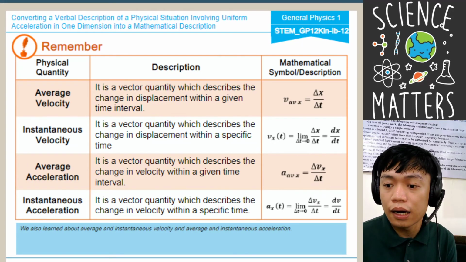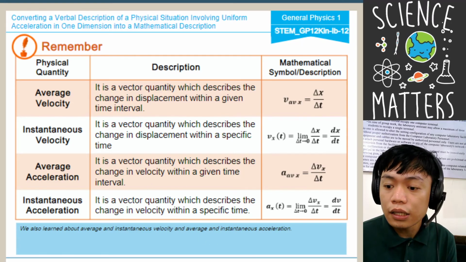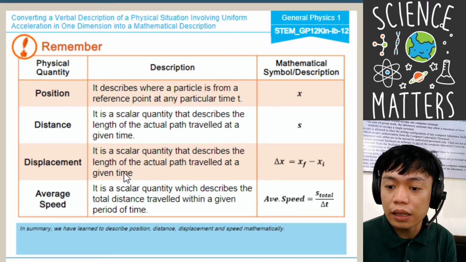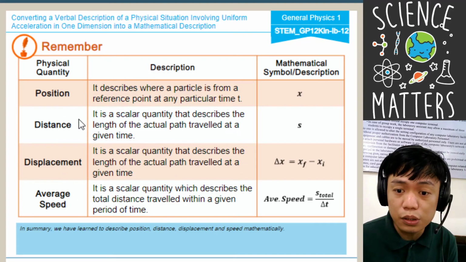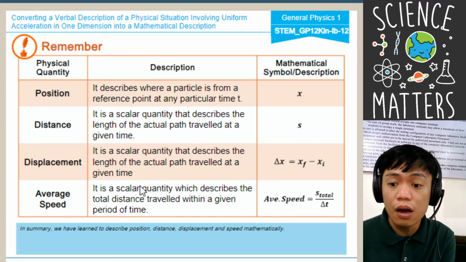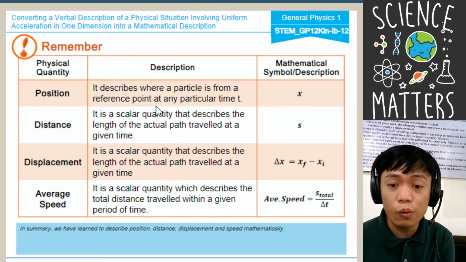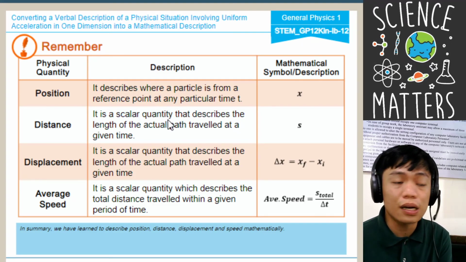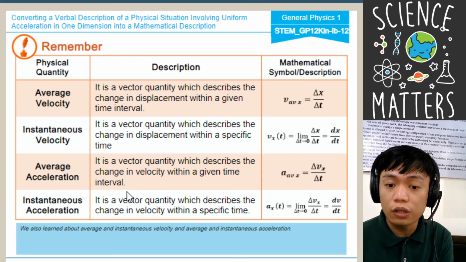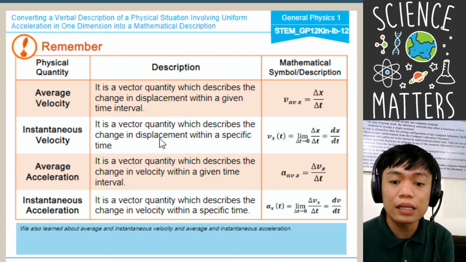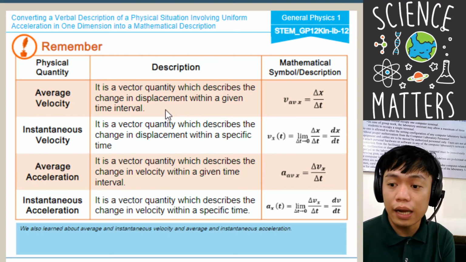Take note that in this first part, position, distance, displacement, and average speed are all scalar quantities, which means they don't give you the direction. Whereas these others are all vector quantities, which means they give magnitudes and directions.